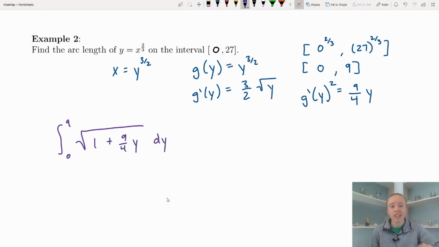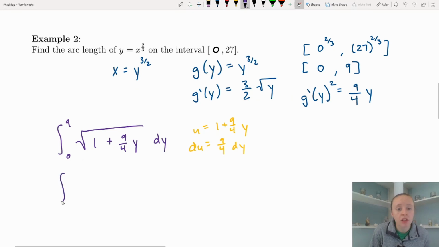to y. In order to integrate this, how are we going to do it? With a little bit of u substitution. So we'll set u equal to 1 plus 9/4 y, then du, taking the derivative, would be 9/4 dy. So setting up my new integral, here's the thing with u substitution. We can either switch our bounds now so that it's in terms of u, or we can leave our bounds as in y, making sure after we integrate, we plug y back in. What I'm going to do is just switch my bounds because it's fairly easy.